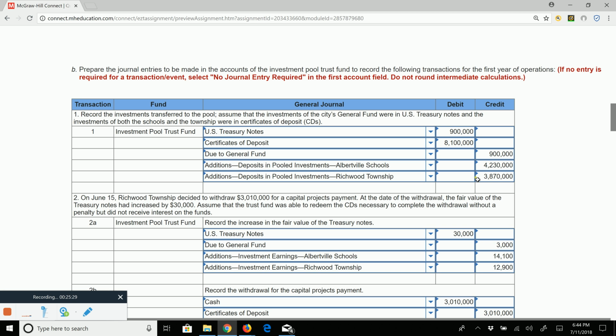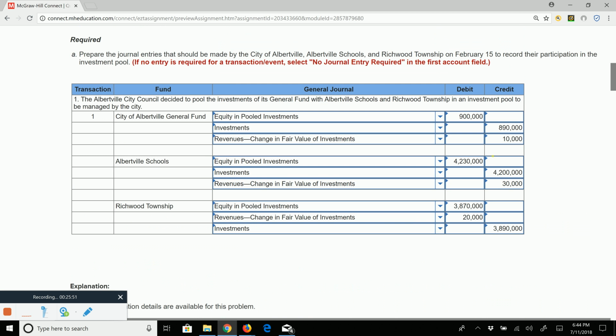The internal participant, in this case, is the city of Albertville. We're always going to credit a liability account in the trust fund. So you see this liability called due to general fund. Well, this $900,000 liability in the trust fund is always going to equal the equity and pooled investments, in this case, the general fund of the city. That is the link between the two. They will always be in agreement.